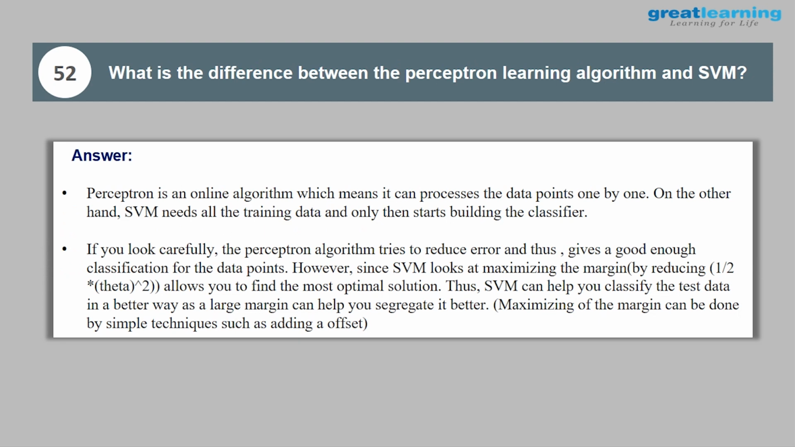Now let's have a look at what the difference is between the perceptron learning algorithm and SVM. So basically, the perceptron is an online algorithm, which means it can process the data points one by one.